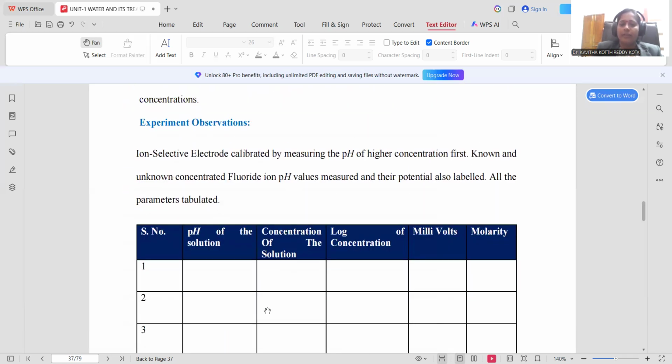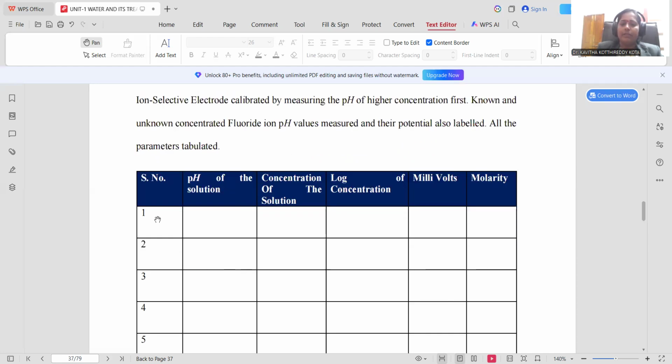How to do the experiment? Here the ion selective electrode calibration is carried out with the higher concentration first, then later the lower concentration. The pH values of the known and unknown fluoride ion solutions are to be measured. Potentials are also measured. Parameters are to be tabulated.